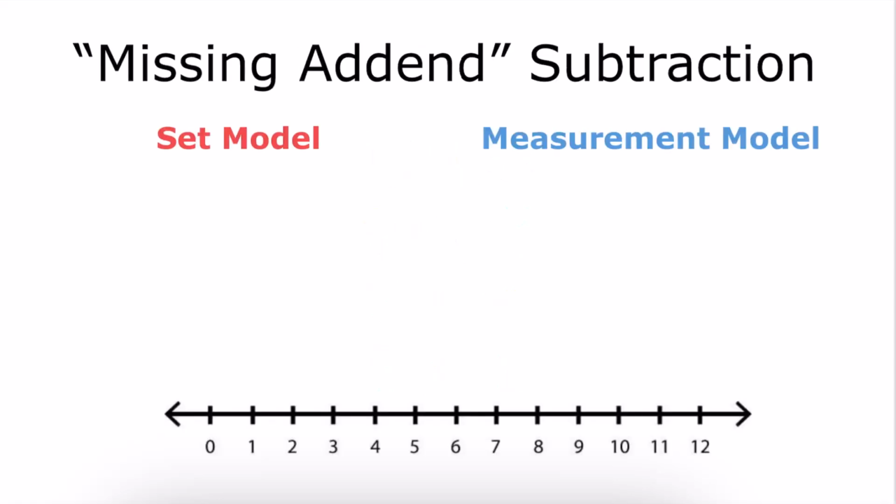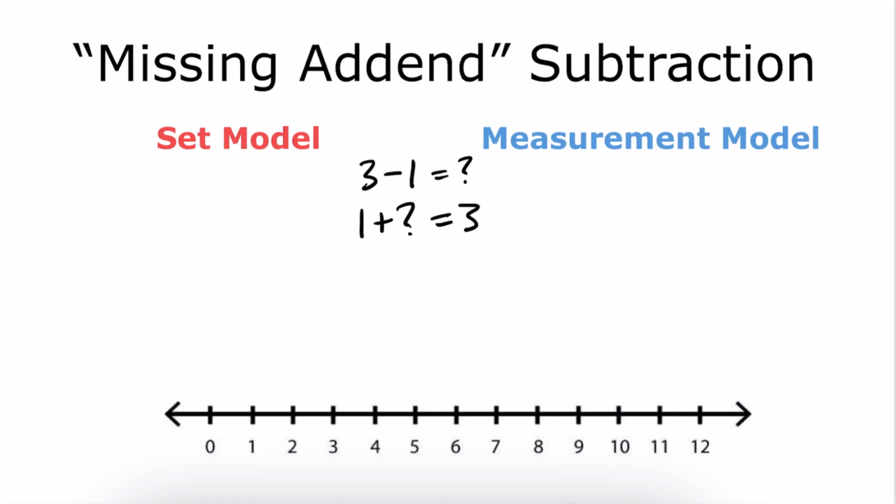Another model that you can use to help your students understand subtraction is the missing addend model. The missing addend basically rewrites a subtraction problem as an addition problem where part of it is missing. For example, if you were trying to find out what 3 minus 1 is, the missing addend model would say that you rewrite this as an addition problem where you have 1 plus question mark equals 3. And then you use the set model or the measurement model for addition to help you find that missing number.